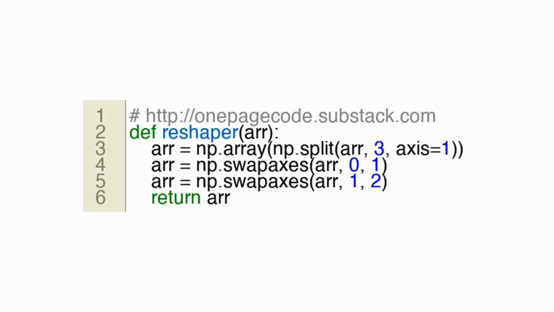This function reshapes an array of elements into a new array. The input array is first split into 3 equal parts along the horizontal axis, resulting in a new array with 3 columns. Then, the columns and rows are swapped to change the shape of the array. Finally, the resulting array is returned.